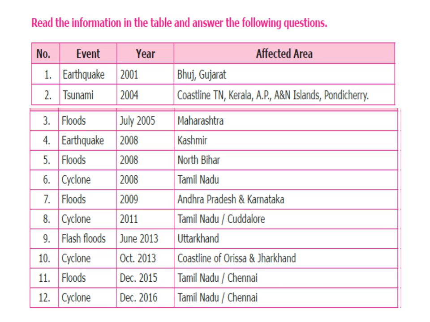Floods in 2008 affected area North Bihar. Cyclone in 2008 affected area Tamil Nadu. Floods in 2009 affected area Andhra Pradesh and Karnataka. Cyclone in 2011 affected area Tamil Nadu and Kadalur. Flash floods affected Uttarakhand in June 2013. Cyclone in October 2013 affected area coastline of Orissa and Jharkhand. Floods in December 2015 affected area Tamil Nadu or Chennai. Cyclone in December 2016 affected area Tamil Nadu and Chennai.